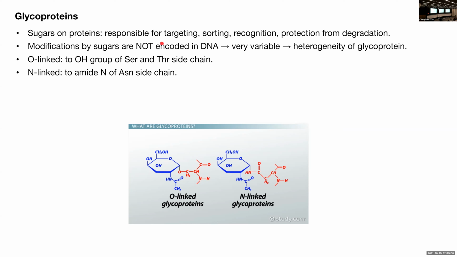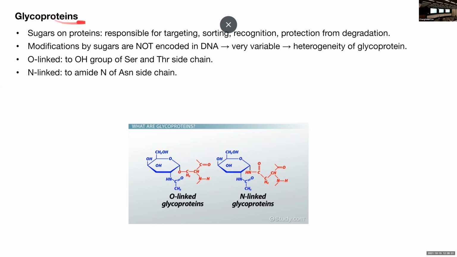So it can be highly variable depending on what kind of environment those proteins or cells are in, or also what kind of stress they get, what kind of developmental stages they are in, and so on. And that gives a high degree of heterogeneity of these glycoproteins. And that is a great thing, because now you have flexibility that can respond more quickly depending on needs.